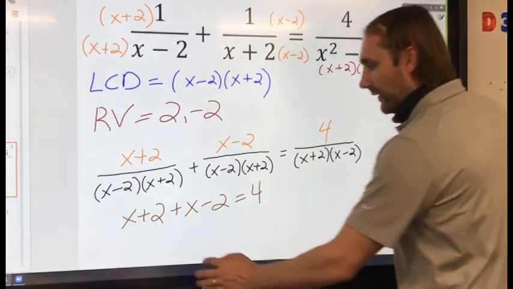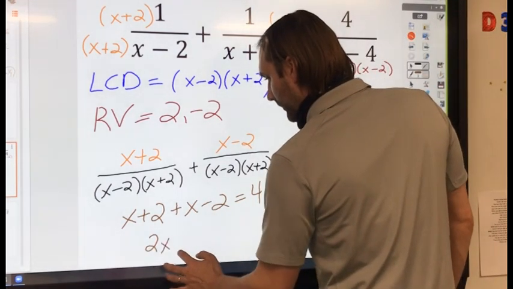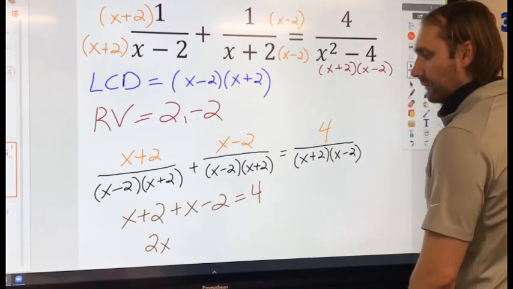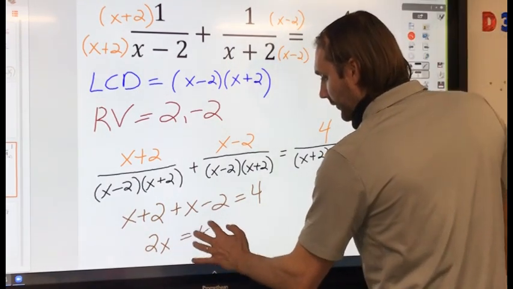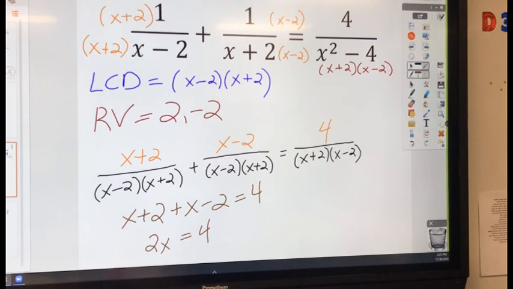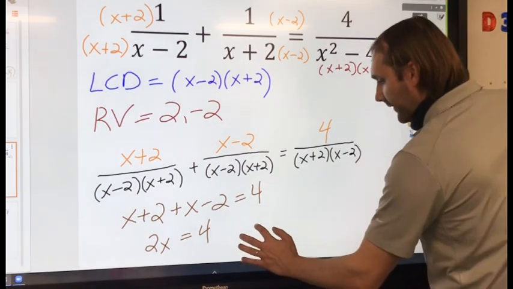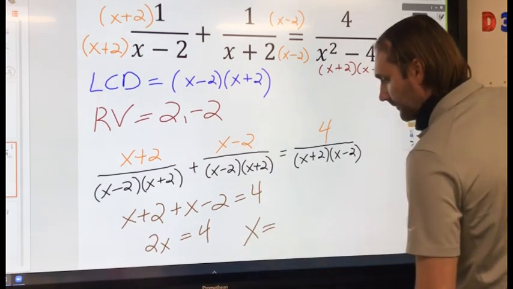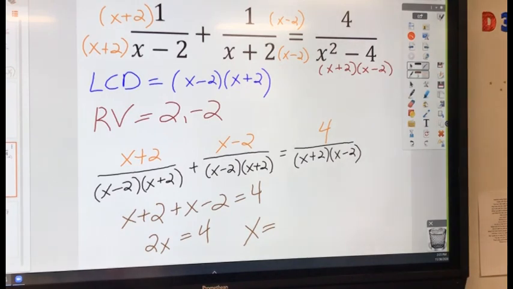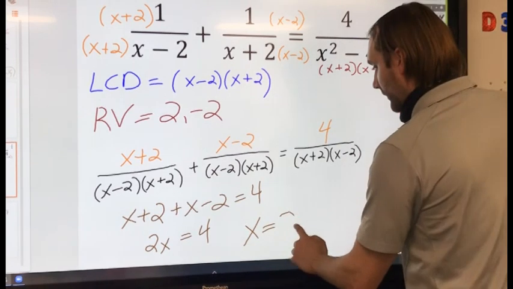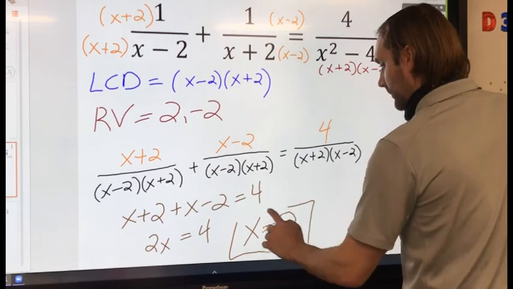So x plus x is 2x. 2 minus 2 is 0. And that equals 4. So I get 2x equals 4, which means x equals what? 2. X equals 2. I don't know why that was so simple, but it took a fat minute.